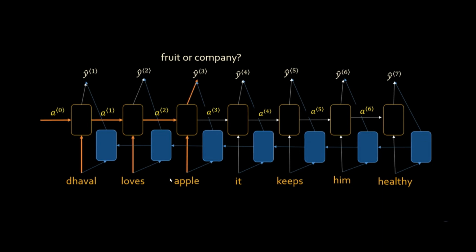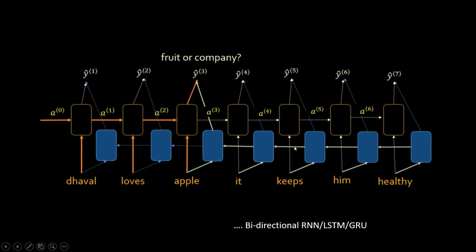So now, when I decide whether this apple is a fruit or a company, the output y3 hat is a function of A1 and A2. So basically you have the influence of both the previous words Dhaval and loves on your y3 hat. But if you look at these blue lines, because of these lines, you have the influence of your future words as well.